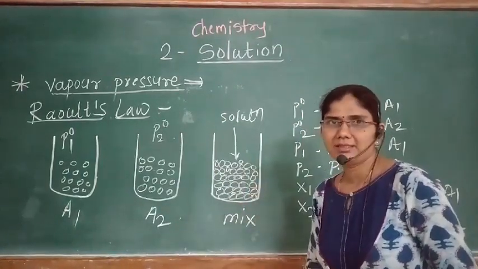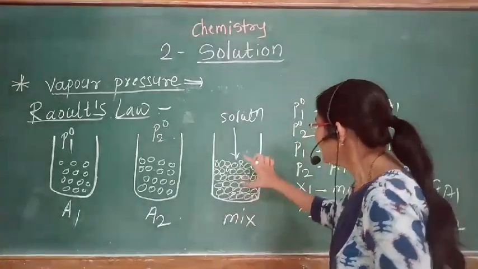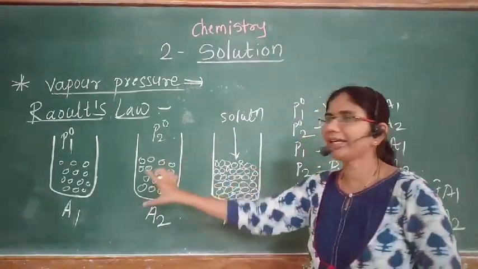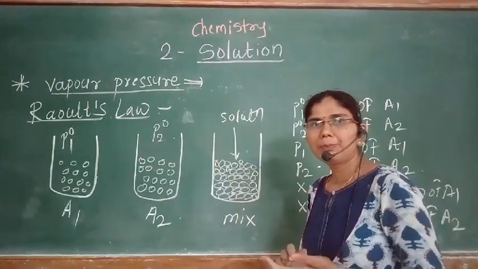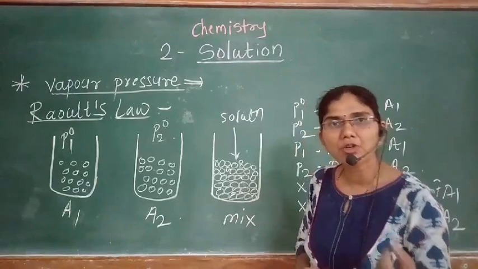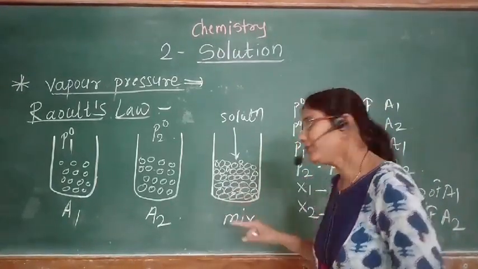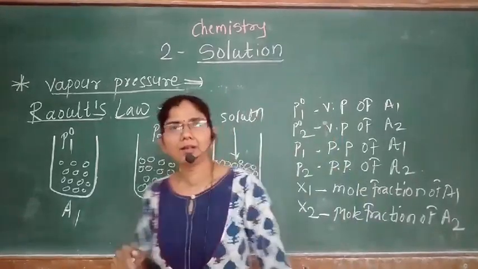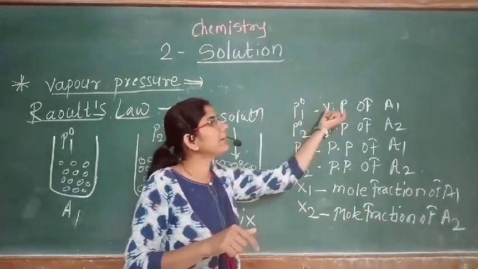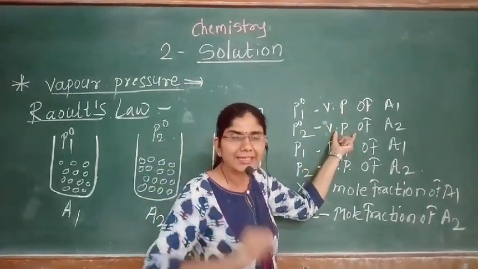Let P1 be the partial pressure. In this solution of mixture A1 and A2, P01 and P02 are the vapor pressures of A1 and A2 respectively, and P1 and P2 are the partial pressures. P01 is the vapor pressure of A1, and P02 is the vapor pressure of the second volatile component.